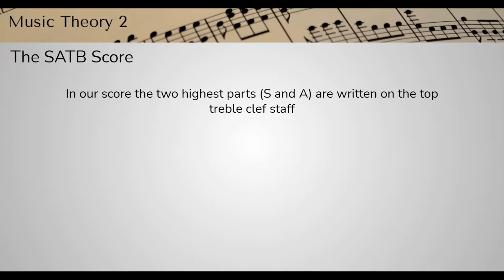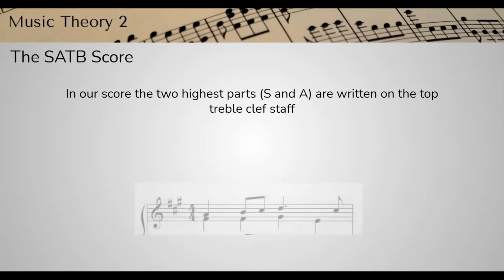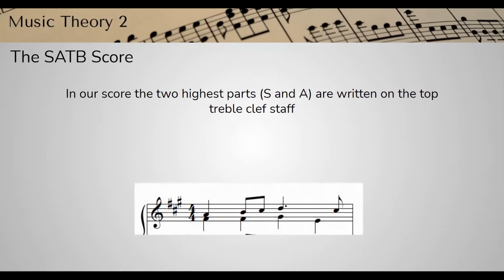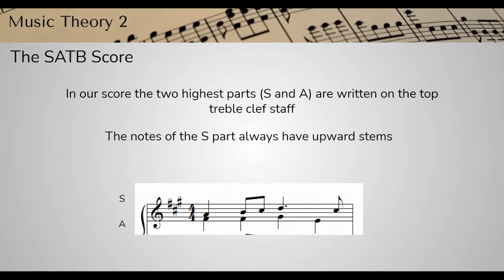Okay, so in our score that we just looked at, the 2 highest parts, the soprano and the alto, are written on the top treble clef staff. So here you'll see that we have both of the parts, the soprano and the alto, on that top line. The soprano is on top, the alto is on bottom. And the reason we know that one is on top and one is on the bottom is because of the way the stems face. So the notes of the soprano part always have upward stems, and that makes it look like they're separate from what's going on at the bottom, right?